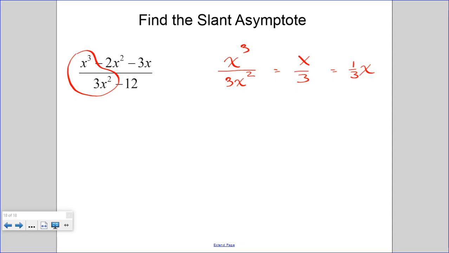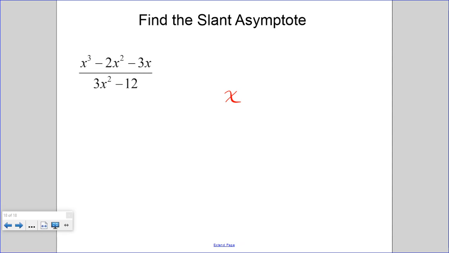But my question is, how do I figure out what its y-intercept is? If I want to put it on a graph, I need to know where it goes. So the way we're going to do that is we're going to actually divide. So we're going to do polynomial long division. Hooray, it's back. On this as a division problem.